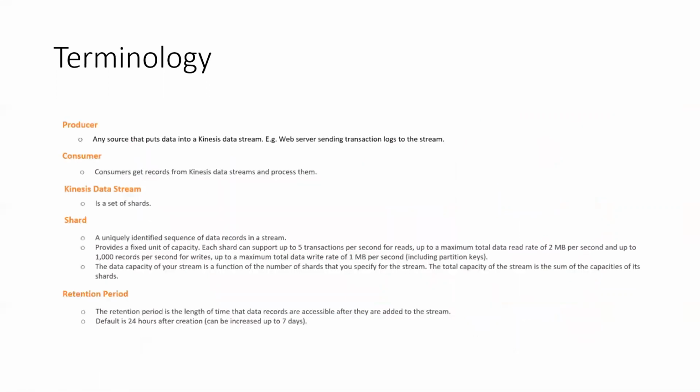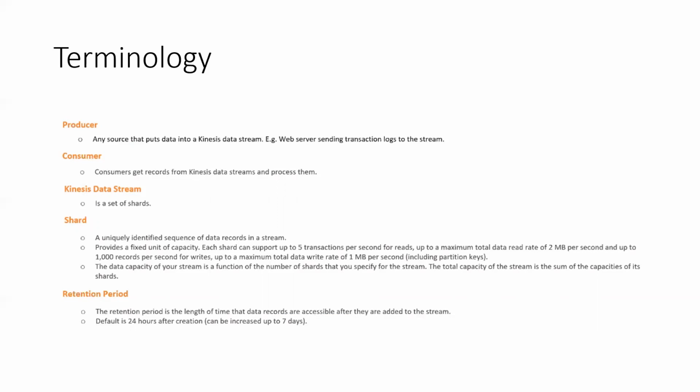Now, producers and consumers we already know. I will not repeat it again. If you want, I can repeat it, but they are like source and destinations. Let me first talk about the retention period. The default retention period is 24 hours, and it can go up to a maximum of 7 days. Basically, it is the length of time your data records can be accessed from your stream. Okay, so the time period for which your data can be accessed from the stream is your retention period in this case. A data stream is nothing but a set of shards.